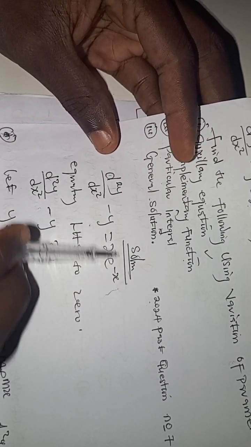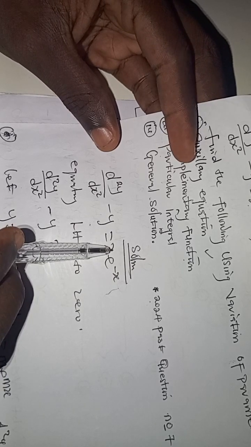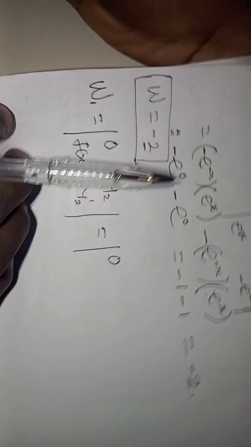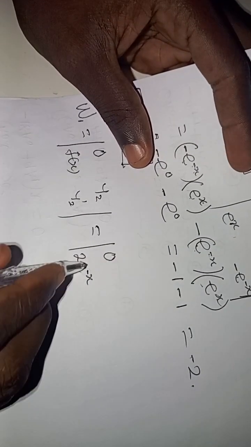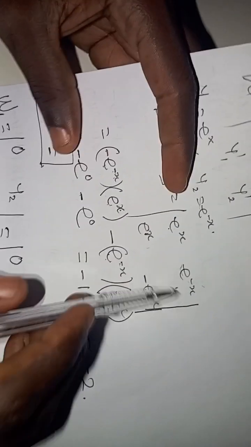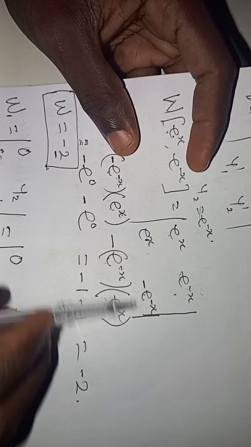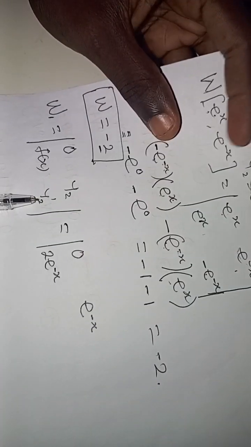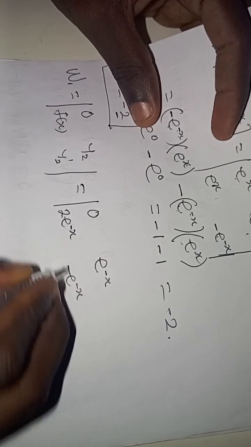From the question I was given my f of x. This is my f of x here: 2 exponential minus x. So I'm going to replace that here, 2 exponential minus x, which is my f of x. Then my y2 is this, exponential minus x, and my differential of y2 is y2 prime, so this is minus exponential minus x.